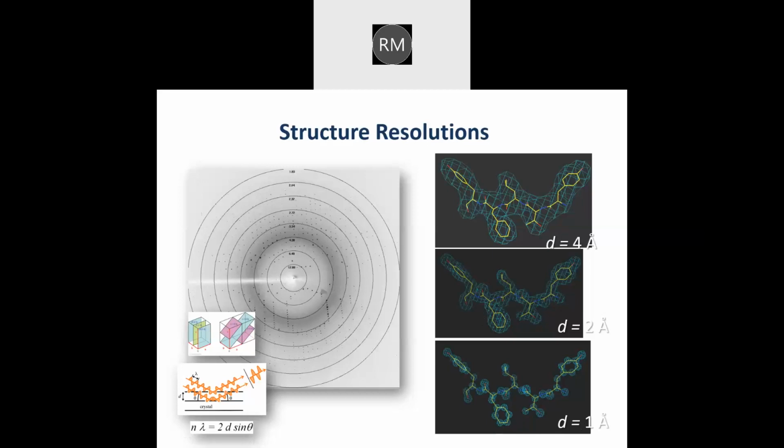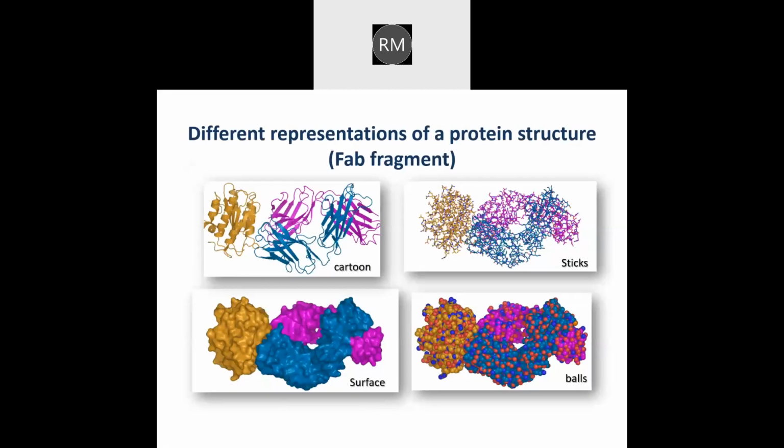And if the resolution is very poor, then you can just treat the side chains of the amino acid with low confidence. These are the different representations of the protein structures. Once we have the atomic model, you can present the structure in the cartoon form, in the stick form, or in the ball form depending on the van der Waals radius of each atom, and the surface form.